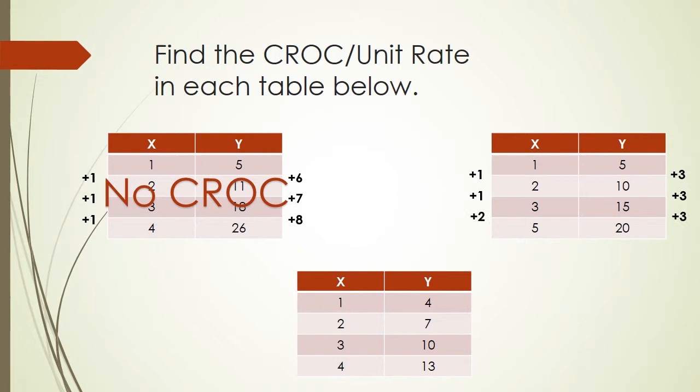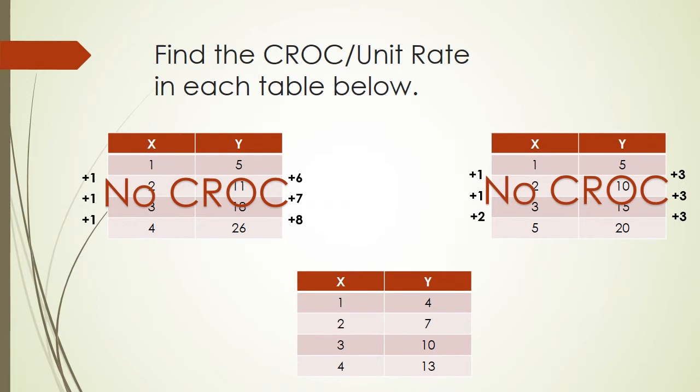Once again, this is not a constant rate because I went from jumping 1 in the x to 3 in the y to 2 in the x and 3 in the y. So really, when I go from 3 to 5 in the x column, I'm actually increasing by like 3 halves each time. So I really have to be careful here. This one does not have a CROC.